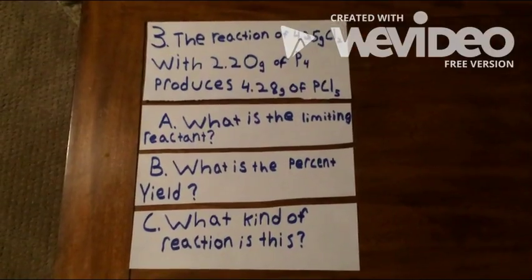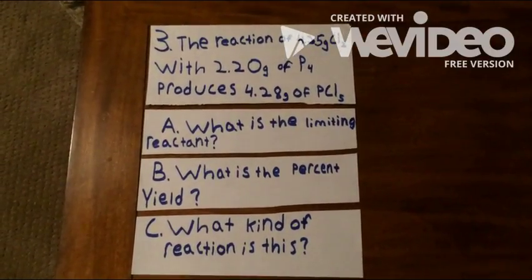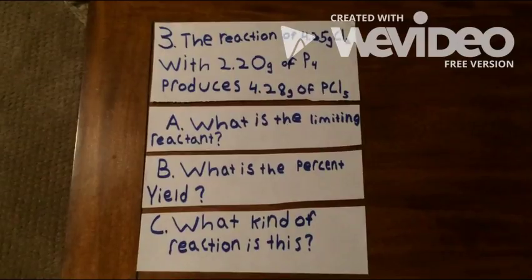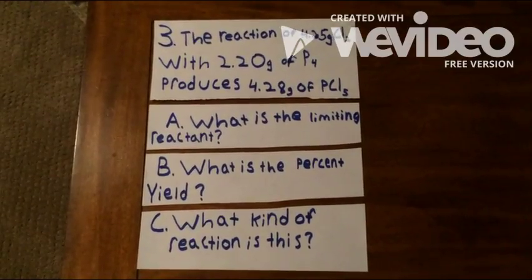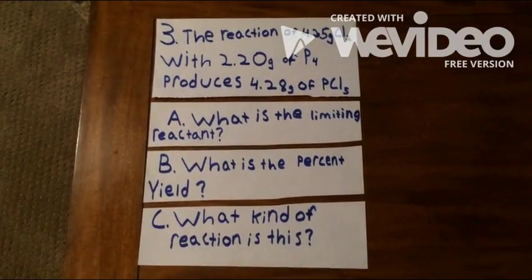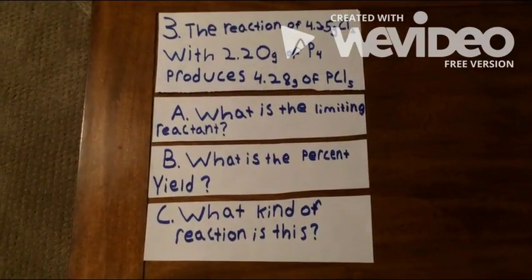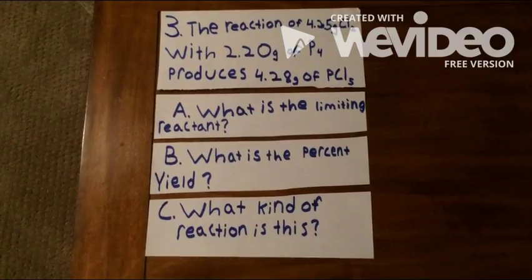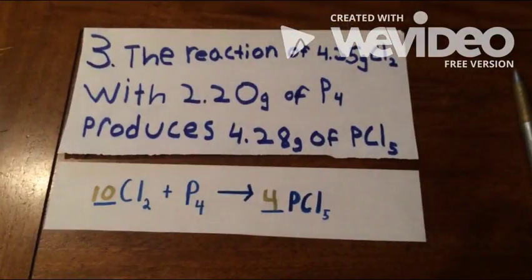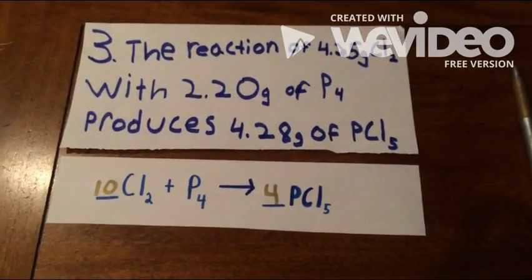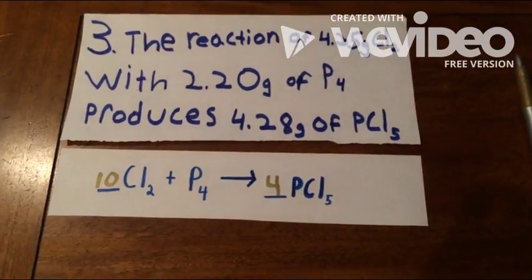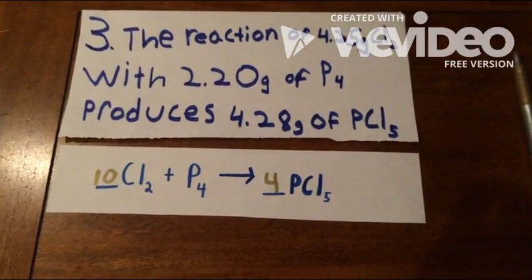The equation we were given was the reaction of 4.25 grams of Cl2 with 2.20 grams of P4 produces 4.28 grams of PCl5. Our objectives were: what is the limiting reactant, what is the percent yield, and what kind of reaction is this? The first step to solving the equation is to balance it. It ends up being 10Cl2 plus P4 converts to 4PCl5.